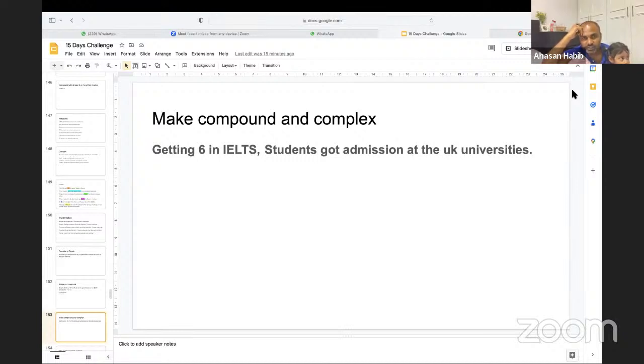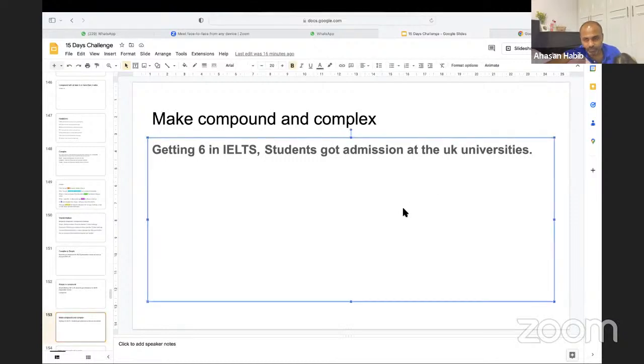I'm gonna give you 30 seconds more to type. Okay. I'd like to see who is fast to provide me a compound sentence with this. Very quickly.